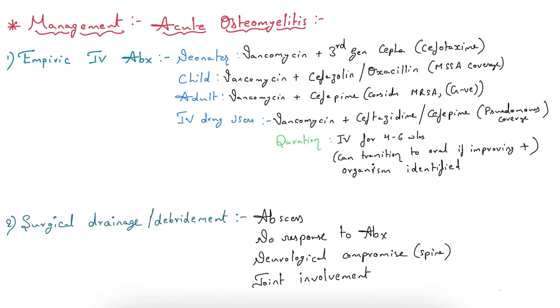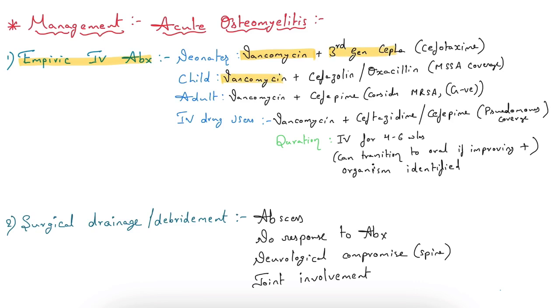Okay, next we are going to do management. How can we manage this osteomyelitis? First of all, management is also divided into two types, acute osteomyelitis and chronic osteomyelitis. In acute osteomyelitis, first of all, we have to start with empiric intravenous antibiotics. In neonates, vancomycin is the most common, and we can start with a third generation cephalosporin, cefotaxime.